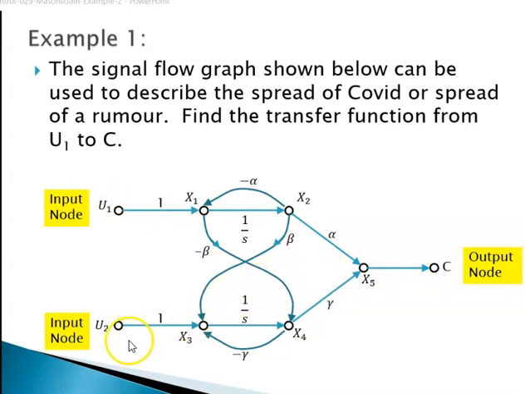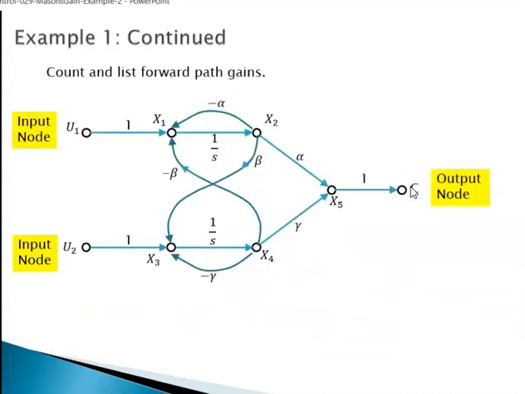Similarly, if you want to find the transfer function between U2 and C, you will count the forward paths that exist between U2 and C. Let us do that systematically. Let us count the forward paths, list them and note down their gains.